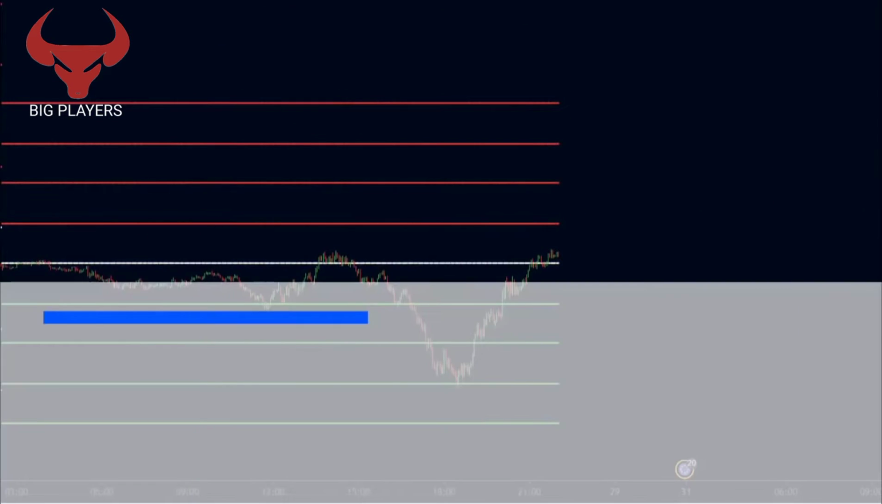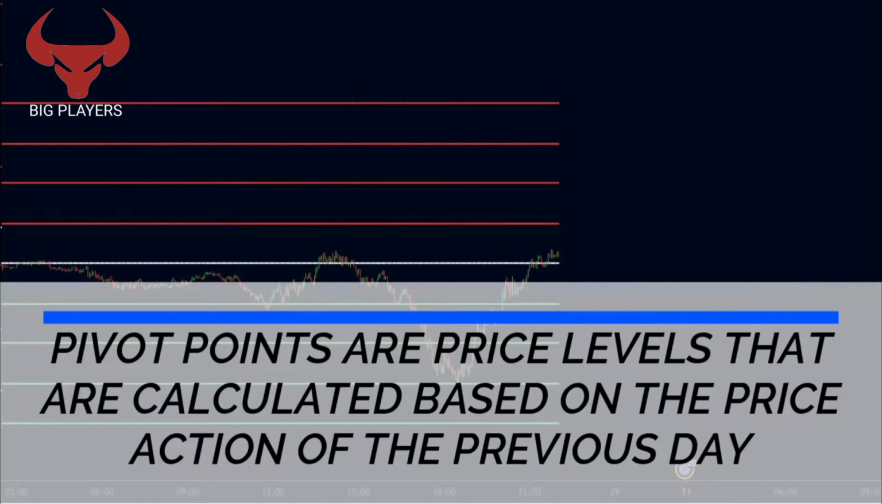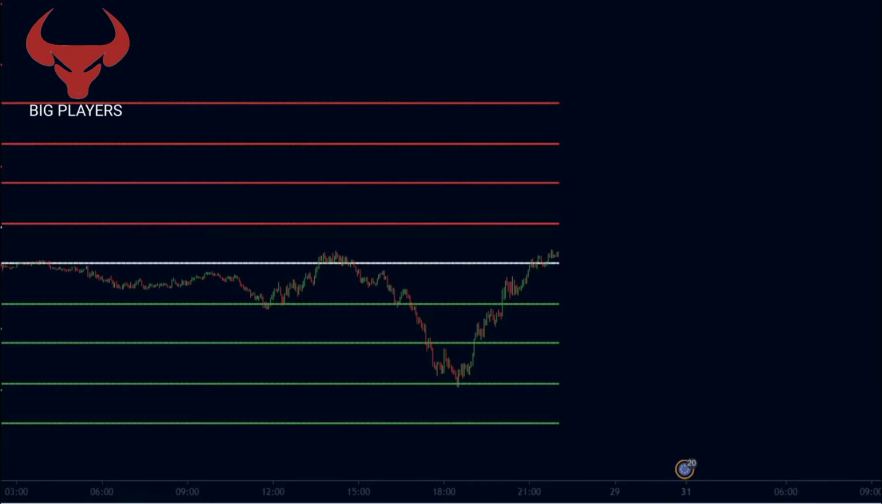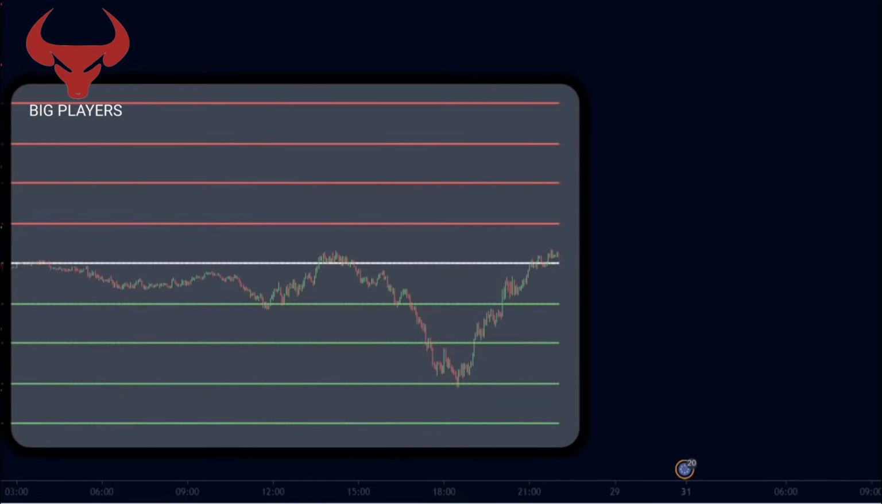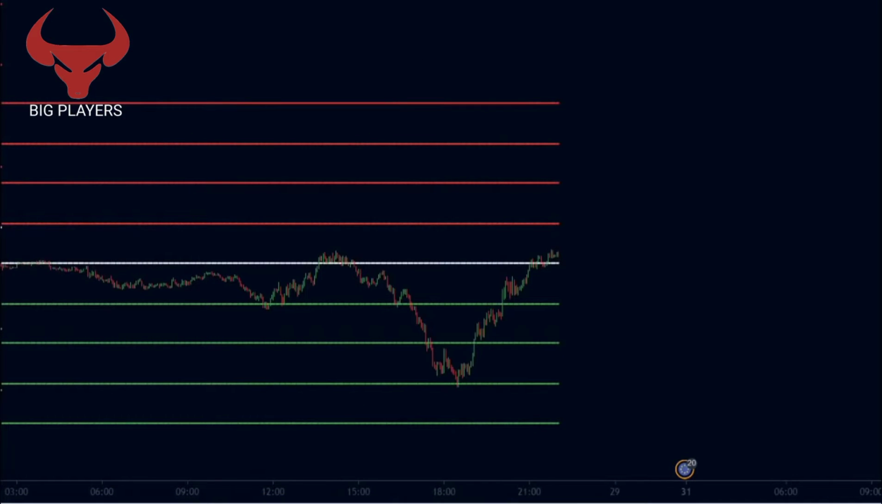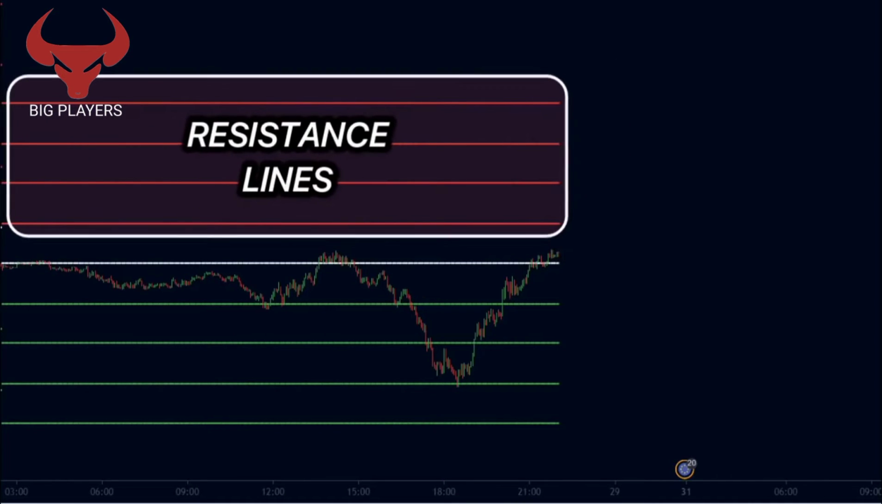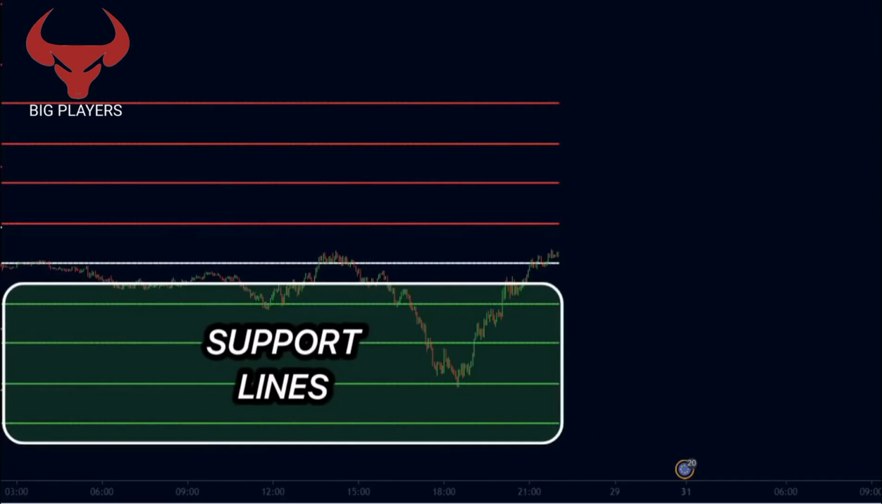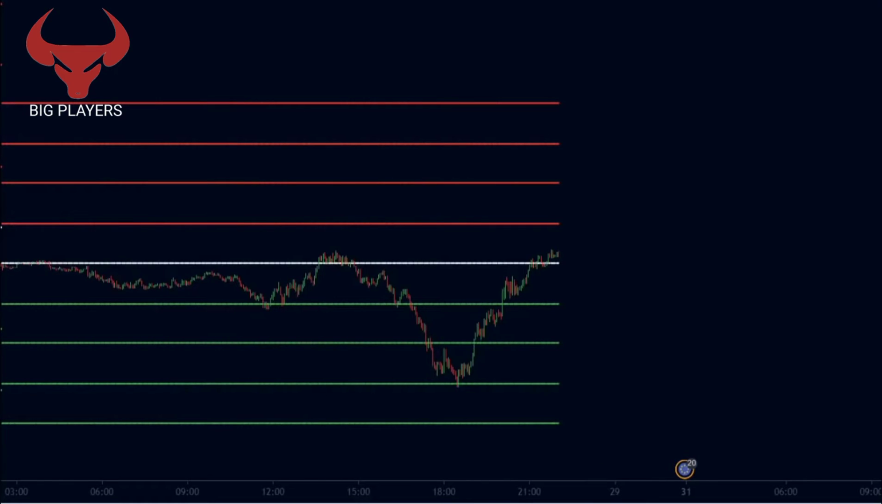By definition, pivot points are price levels that are calculated based on the price action of the previous day. This is how the pivot points look on the chart. All these 11 lines are called as pivot points. The central line, which is this white line, is called as the central pivot. The 5 red lines above it are called as the resistance lines. They are labeled as R1, R2, R3, R4. Similarly, these green lines below the central pivot are called as support lines. They also have their individual names: S1, S2, S3, S4.